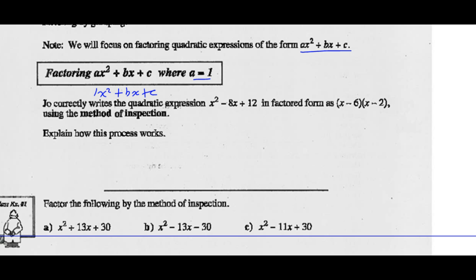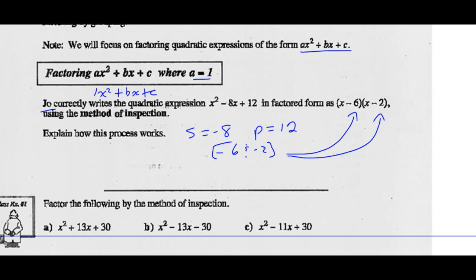Joe correctly wrote the quadratic expression x squared minus 8x plus 12 in factored form as (x minus 6)(x minus 2), using the method of inspection. Explain how this process works. Well, what Joe did was ask herself, what two numbers have a sum of the middle term, minus 8, and a product of the last term, 12? The two numbers that add to negative 8 and multiply to 12 are negative 6 and negative 2. So she used those two numbers as the factors of x squared minus 8x plus 12.